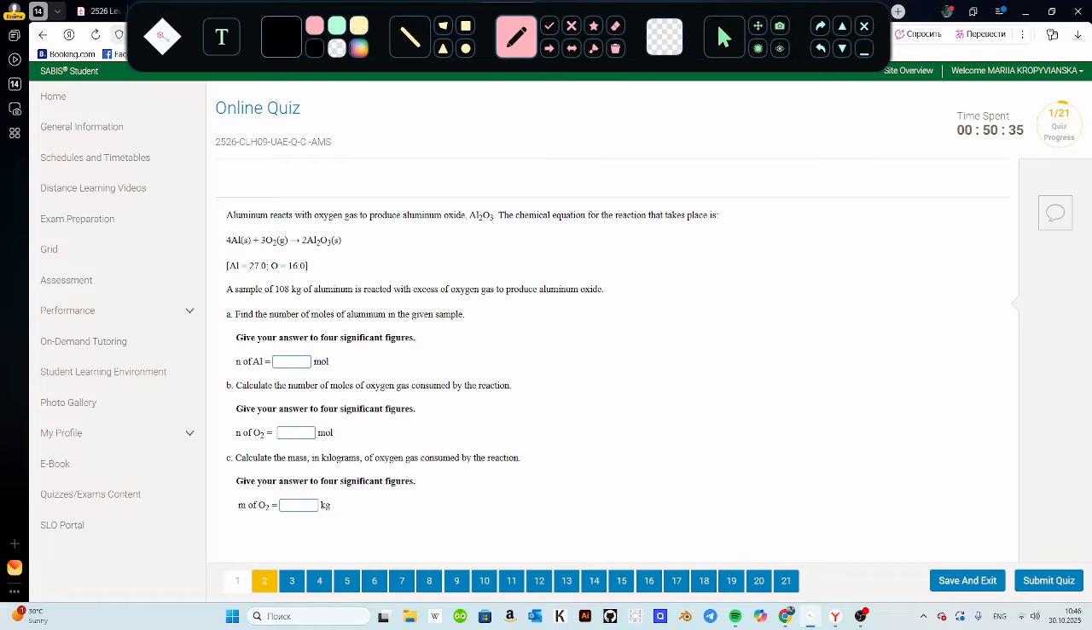So we're going to use the formula n is equal to m over M, where n is the number of moles, the small m is mass, and the capital M is molar mass. So we know our mass is 108 kilograms, over 27, which is our molar mass, which gives us 4 moles of aluminum.